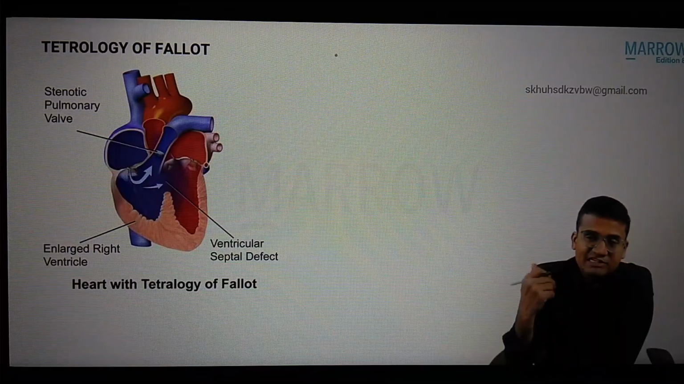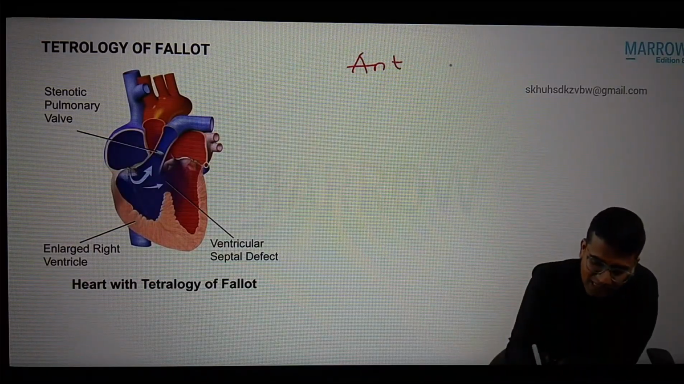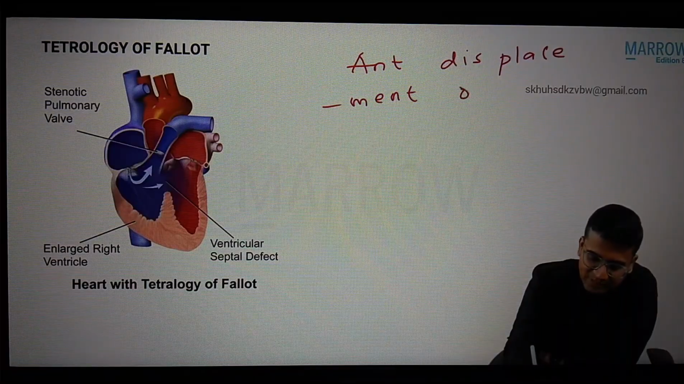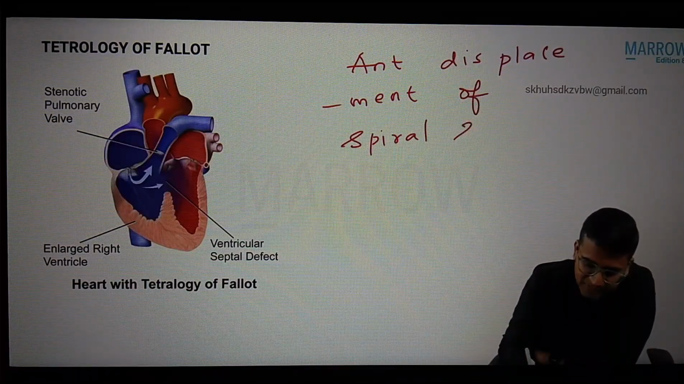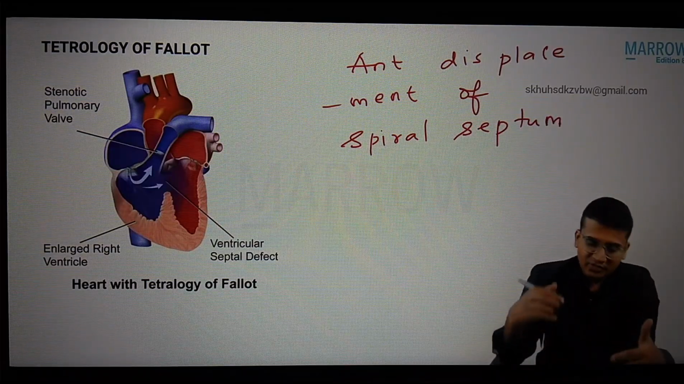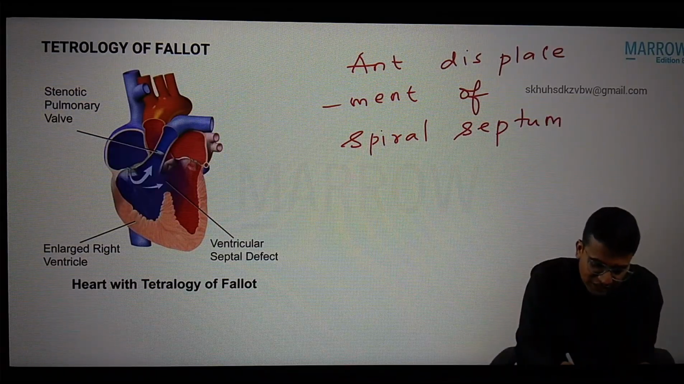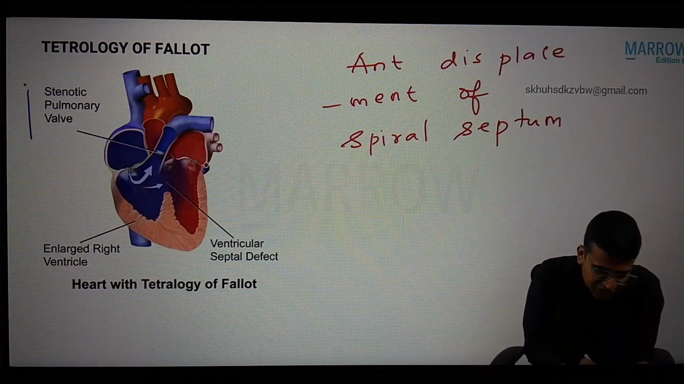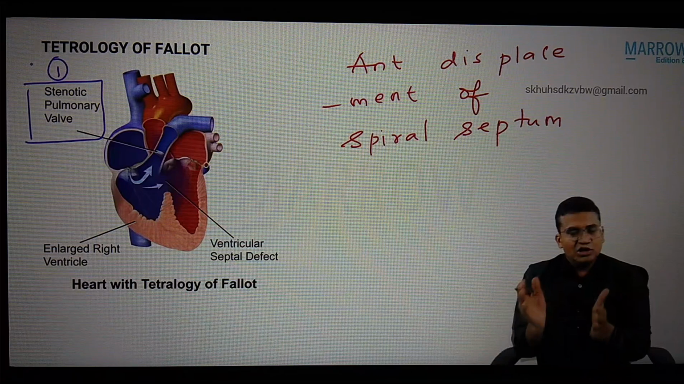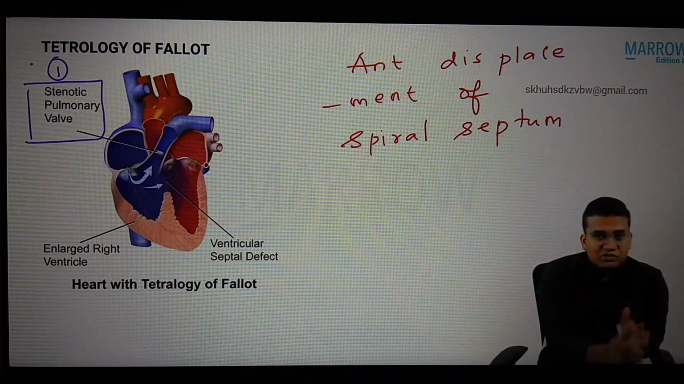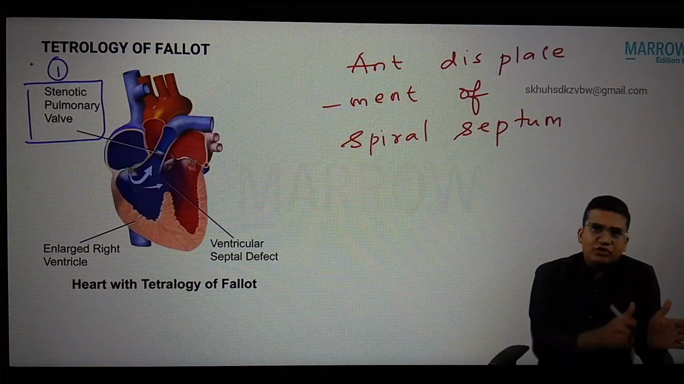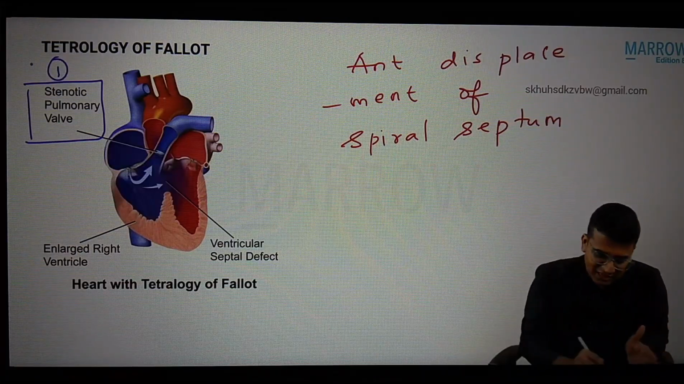Sometimes the spiral septum is displaced more anteriorly. Anterior displacement of spiral septum. Now in that case, this leads to pulmonary stenosis, number 1. Because of the pulmonary stenosis, the aortic opening receives the blood from both the right ventricle and the left ventricle.